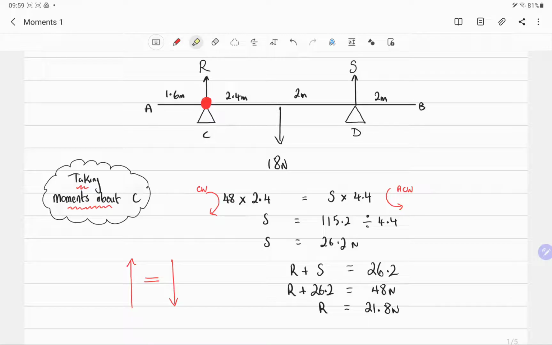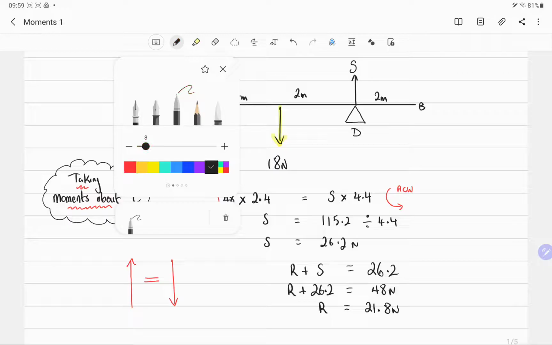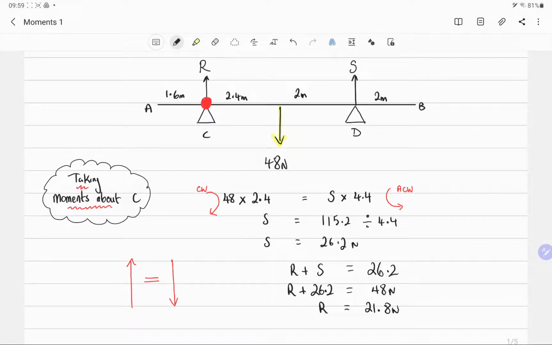So I want to show to you that this force, I should say 48, I've written something out. This force of 48 newtons acts at a distance of 2.4 meters from C. So look at the yellow lines here. So 48 newtons acts at a distance of 2.4 meters from C. And look at the direction. Think about 48 newtons and whether it is acting in a clockwise manner or an anti-clockwise manner around C. This 48 newtons is acting in a clockwise manner.